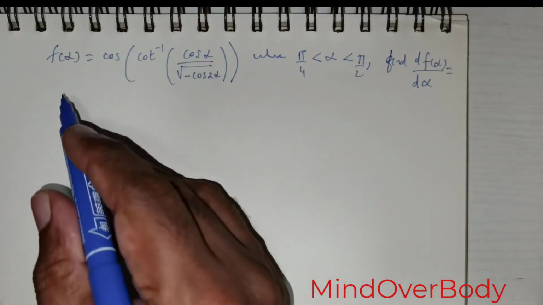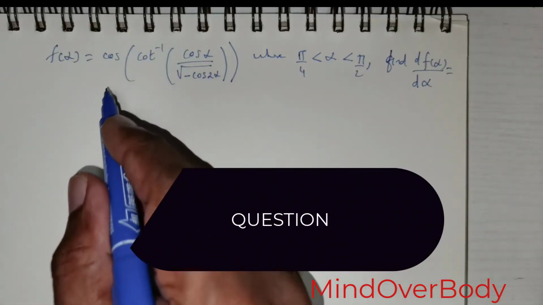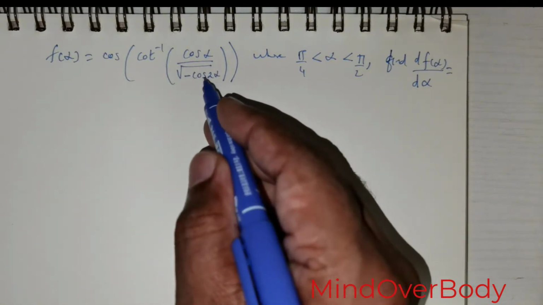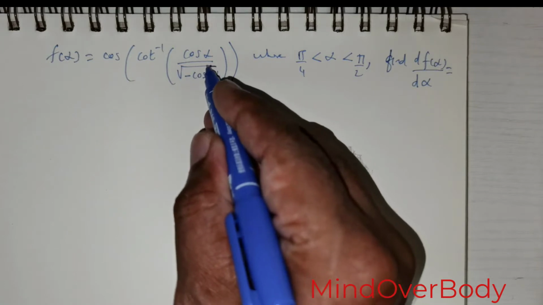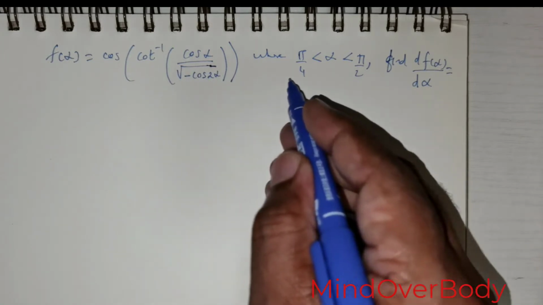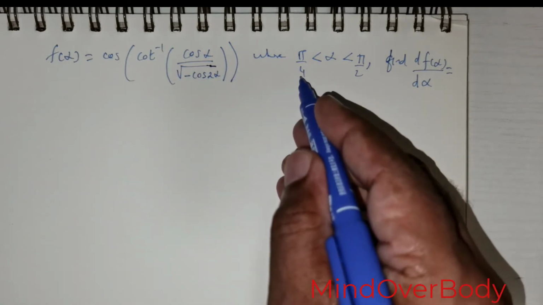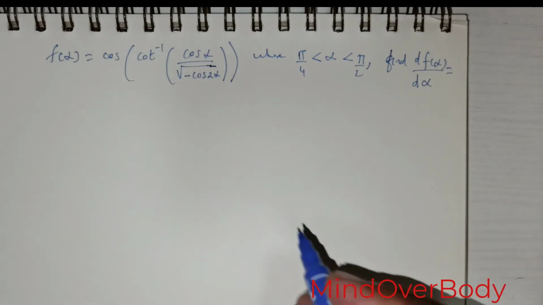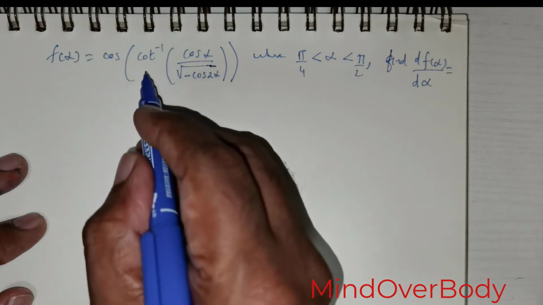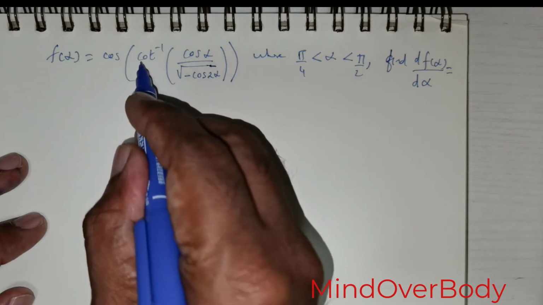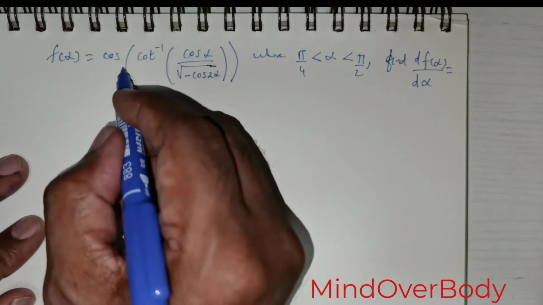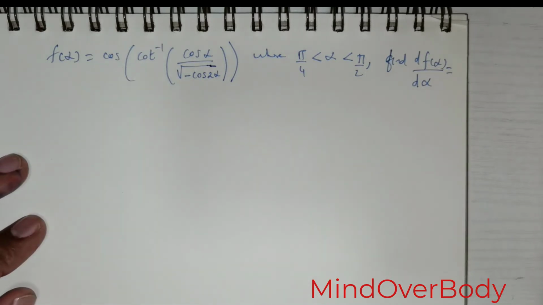Students, we are given this question: f of alpha is equal to cos of cot inverse of cos alpha divided by square root of negative cos 2 alpha, with alpha lying between pi over 4 and pi over 2. We are expected to differentiate this function. Now foremost, I would like to change this cot inverse into cos inverse, so that can be coupled with this. So how are we going to get that?